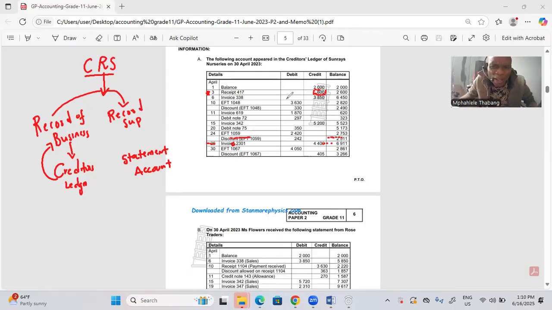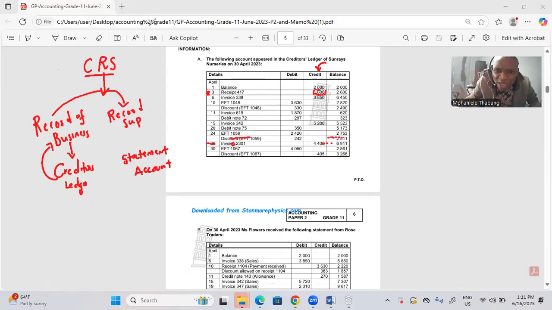So there is no way this amount will be recorded in the creditors ledger because we are receiving the amount from a debtor Palm Tree who was owing us. So there is no way, and this 600 is actually recorded on the credit side. This makes the mistakes worse because when you record on the credit side of a creditor's ledger, you are increasing the liability account. You are saying, I'm going to owe more.